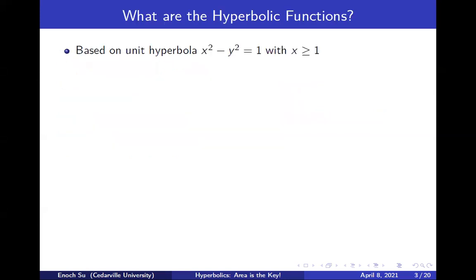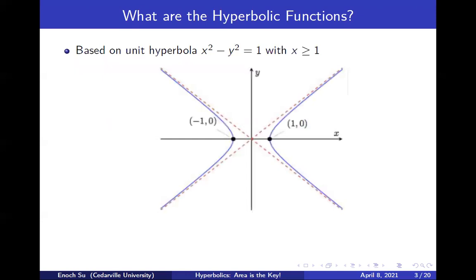So first of all, what are the hyperbolic functions? These are based on the unit hyperbola x squared minus y squared equals 1 with x greater than or equal to 1. Up here is the graph of the unit hyperbola x squared minus y squared equals 1. As you can see, it opens to the right and to the left, has vertices at (1, 0) and (-1, 0), and it has asymptotes.